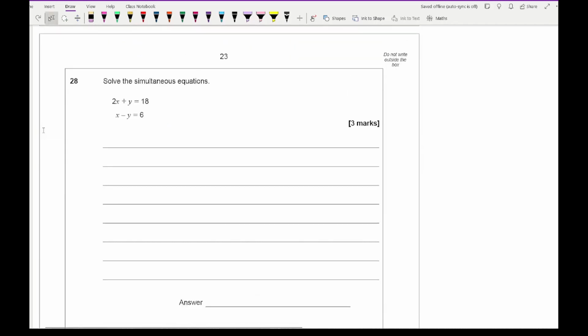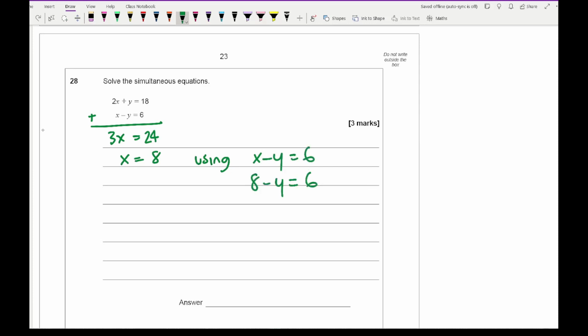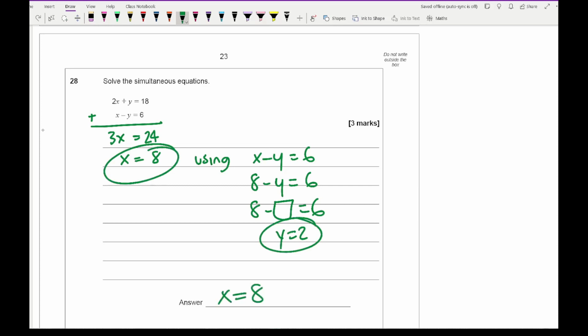Moving on to our last question, which is looking at simultaneous equations. So for this, what you want to do is have the same number of x's or the same number of y's. Now in this question, we've got the same number of y's, so I'm going to simply take them away, or add them together. So I've got 3x equals 24, x equals 8, and using x minus y equals 6, 8 take away y equals 6. 8 minus what gives you 6, that's 2. So then using these two values, I get my answer of x equals 8 and y equals 2.